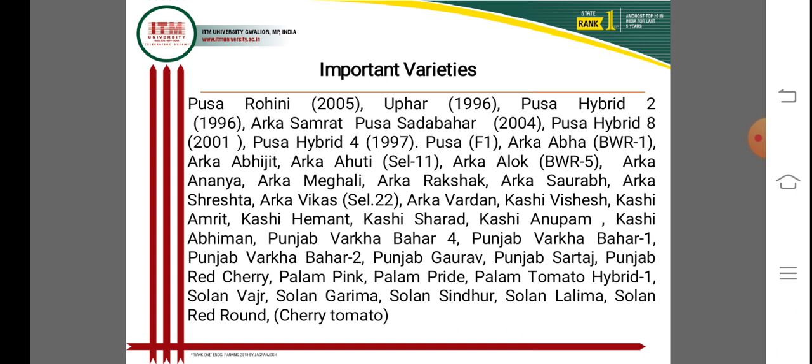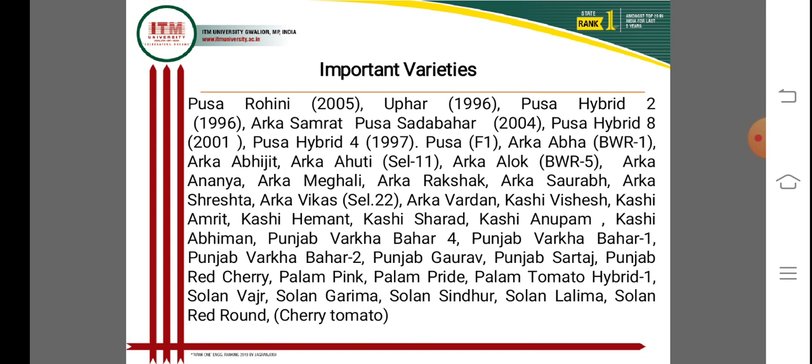And Arka Srishta, Arka Vikas, Arka Vardhan, Arka Vishesh and Arka Amrit, and Kashi Hemant, Kashi Sharad, Kashi Anupam, Kashi Abhiman, and Punjab Barkha and Bihar Bahar. Punjab series varieties are from Punjab Agricultural University: Punjab Barkha, Punjab Bahar, Punjab Chhuhara and Punjab Gaurav are most important for processing use.